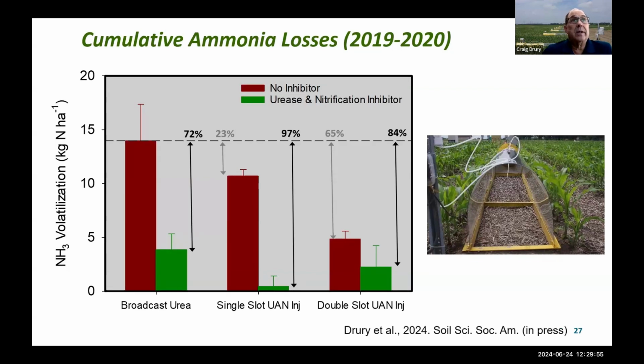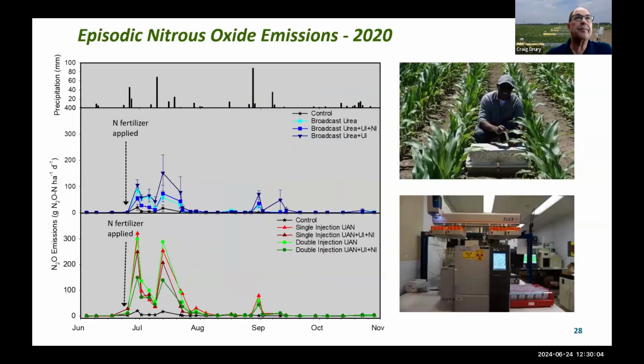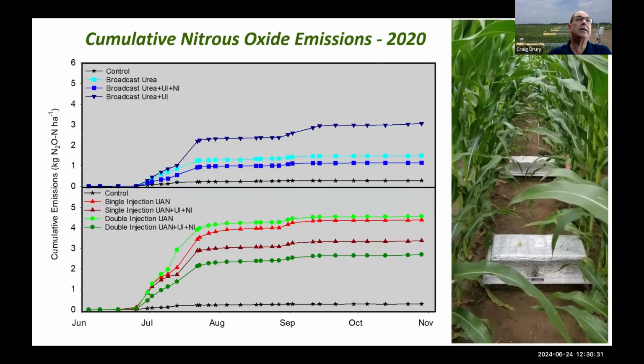Again, as I said before, losses can be decreased by 84 to 97% with injection and the two inhibitors. We also measured nitrous oxide emissions. We take many samples, typically 35 times over the growing season. They occur primarily after N is fertilized in our soils in southwestern Ontario. And if you look at the top, they occur after rain events. The higher the rain, especially earlier in the season, the wetter the soils, and the higher the losses. And that affects the cumulative losses.